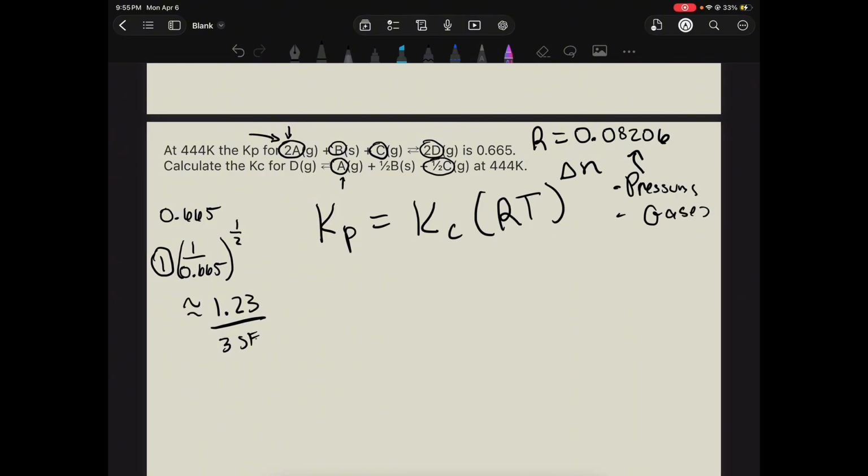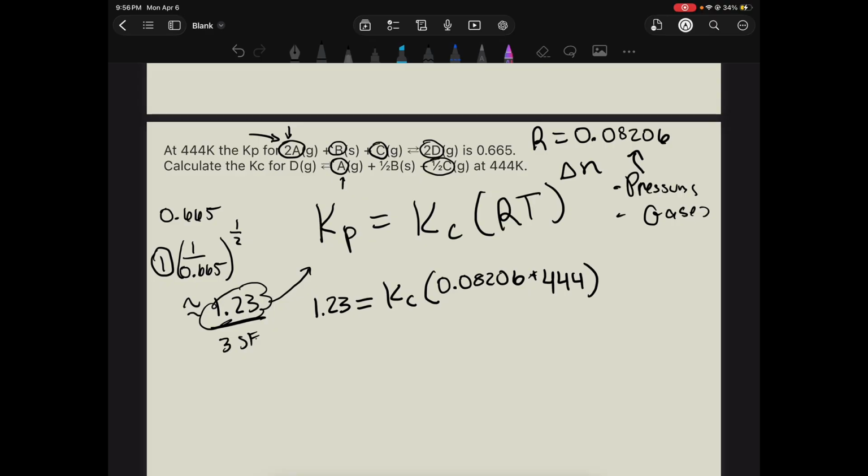It's actually very simple, where we just plug this value in to the Kp, because this is the new Kp value that we got. So it'd be 1.23 is equal to Kc, which is what we're solving for, times R, which is given as 0.0826, times the temperature, which is given as 444 Kelvin, to the power of delta N.